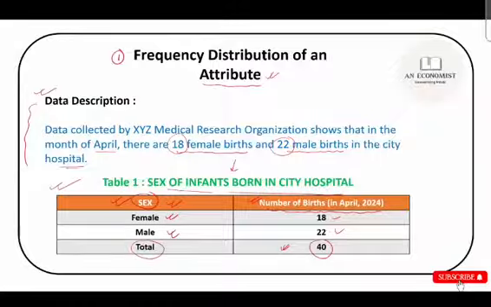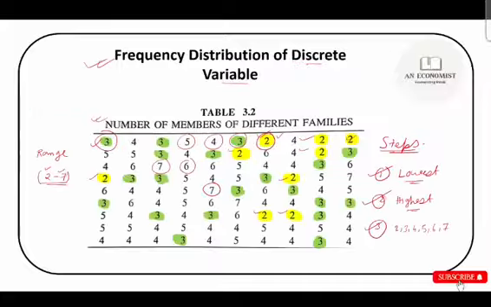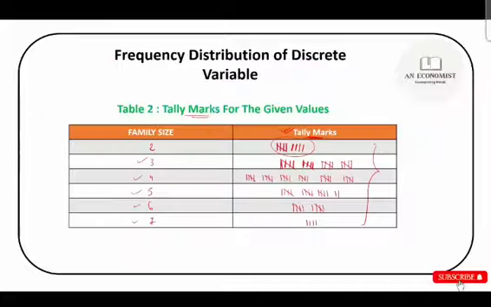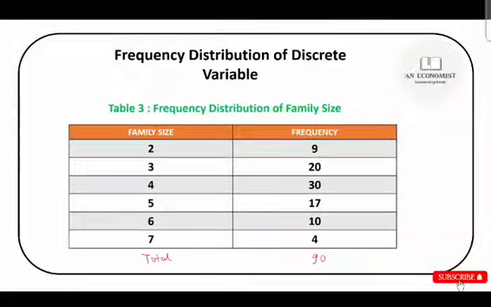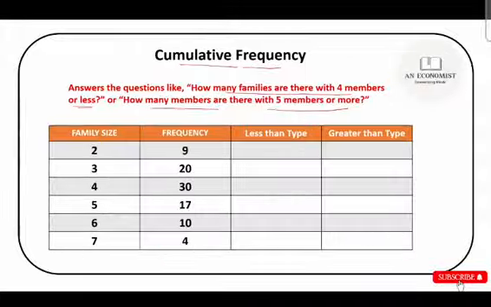So in the previous video, we discussed the frequency distribution of an attribute. Then we went into the frequency distribution of a discrete variable. We saw how to construct the frequency distribution table manually with the help of tally marks, and we also calculated the relative frequency, right? And then we stopped at the cumulative frequency, and we'll start from here today.